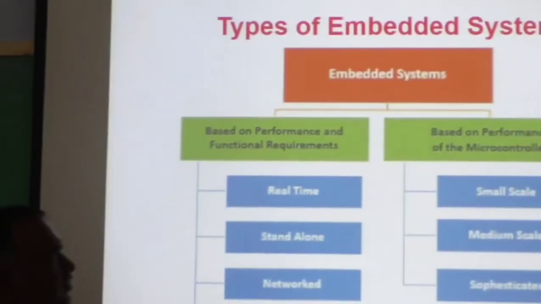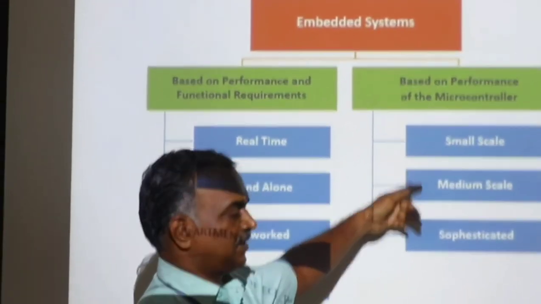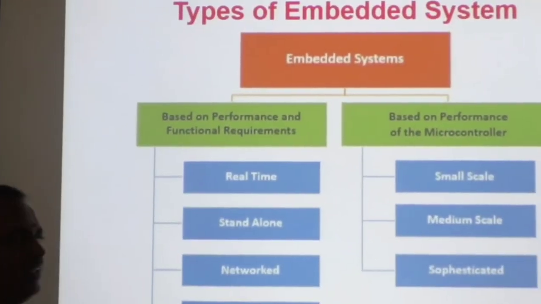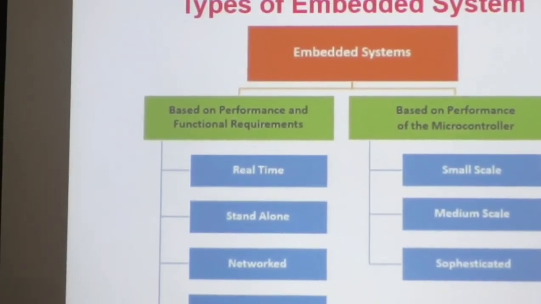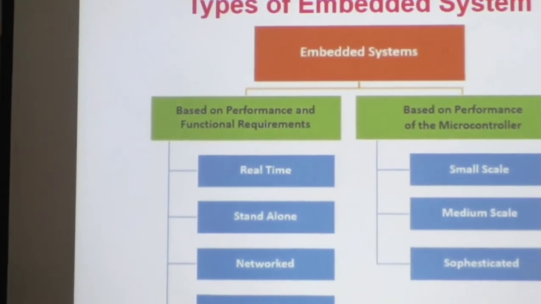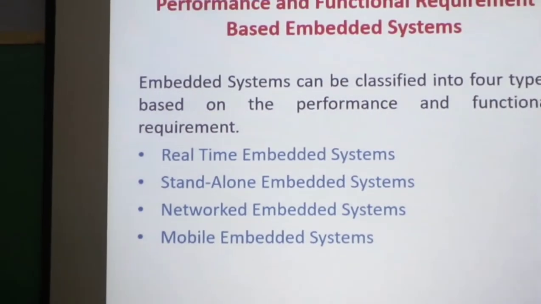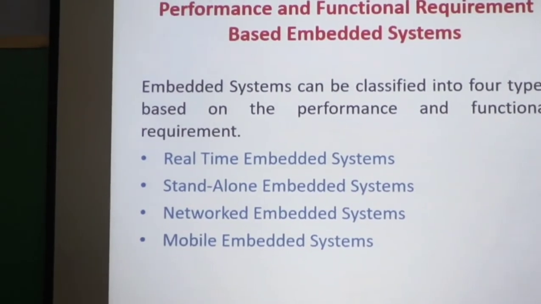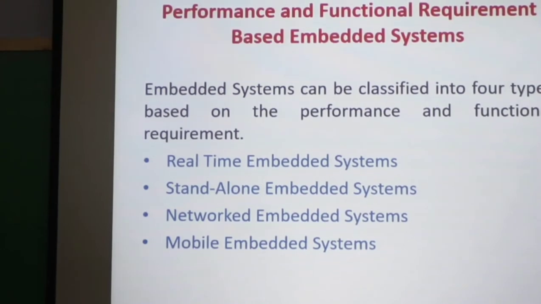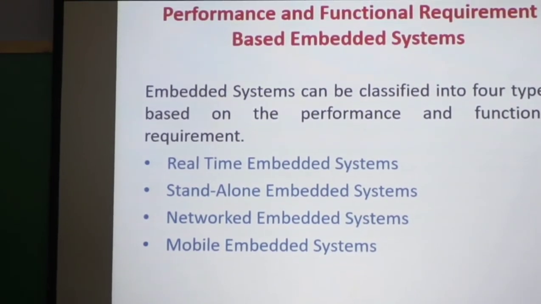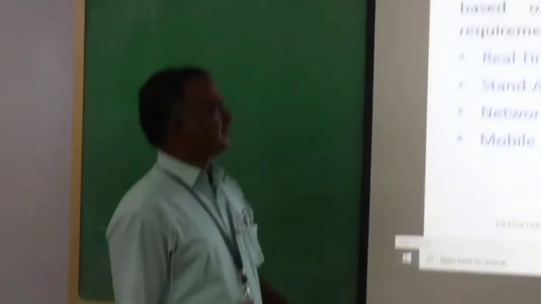Under the category based on the performance of the microcontroller, we have three different types, that is small scale, medium scale and sophisticated embedded system. So these are the different types of embedded systems. Then let us see one by one. Based on the performance and functional requirements, we have four categories: real time, standalone, network and mobile. Next one.